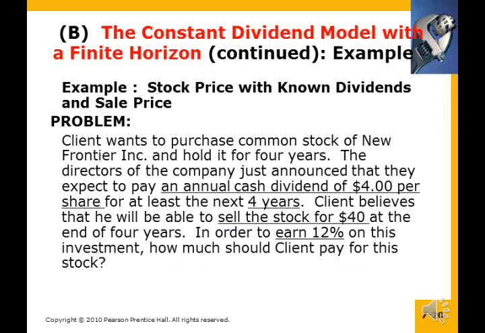We will take an example on the second model. A client wants to purchase common stock of New Frontier Corporation and hold it for 4 years. The directors of the company just announced that they expect to pay an annual cash dividend of $4 per share for at least the next 4 years. The client believes that he will be able to sell the stock for $40 at the end of 4 years in order to earn 12% on this investment. How much should the client pay for this stock?